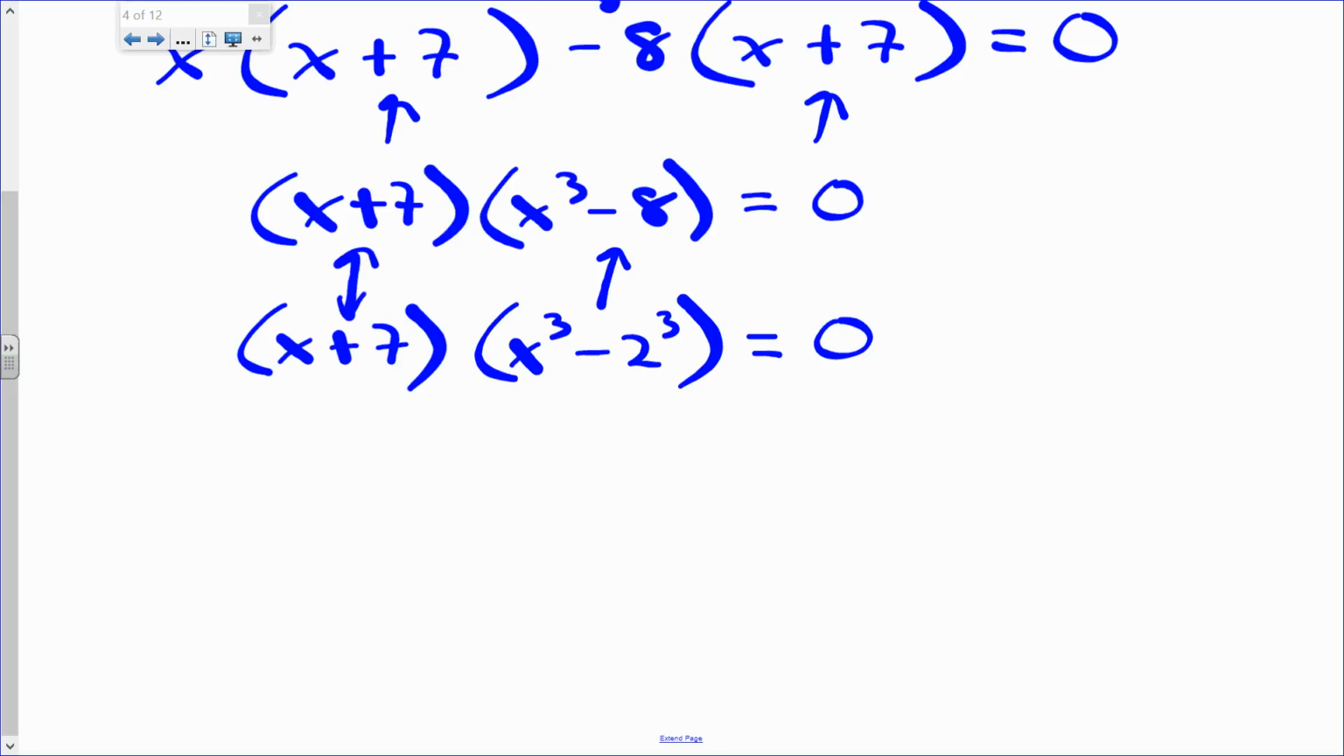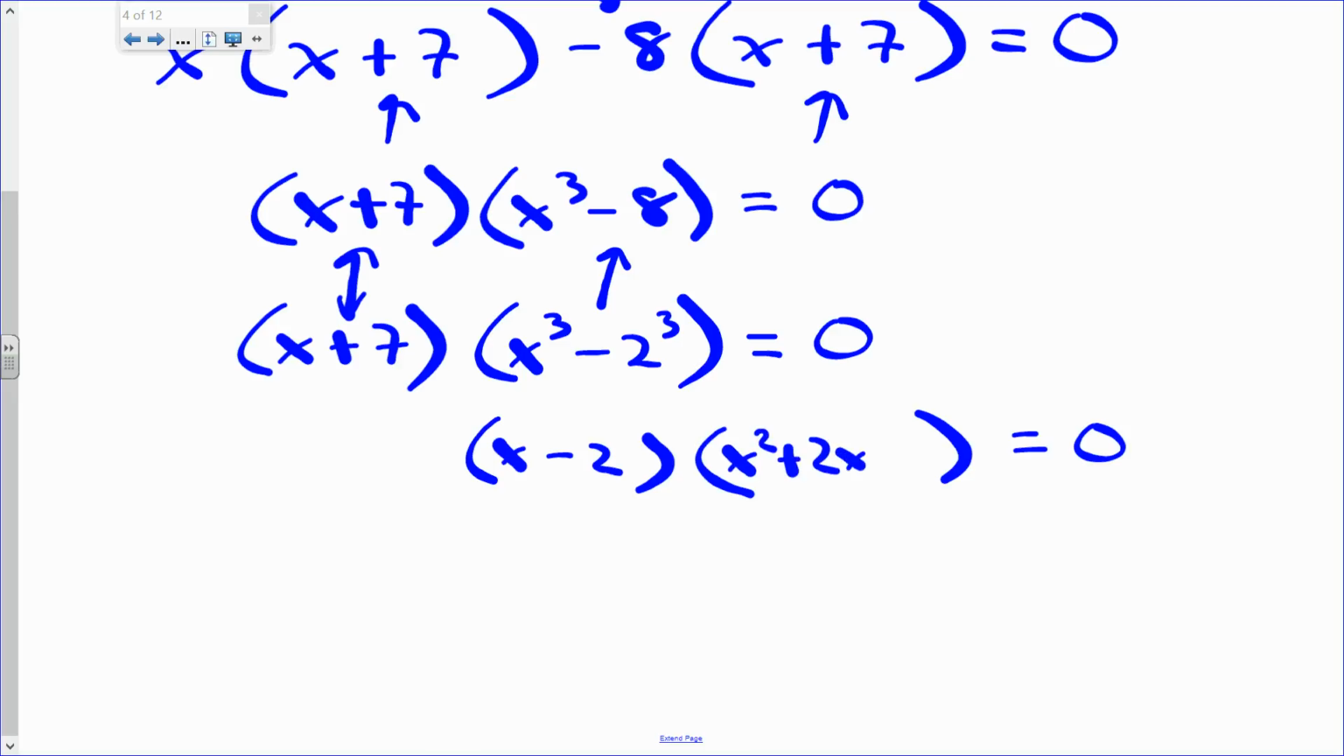Okay. So let me follow the pattern. Recall, a difference of 2 cubes ends up being a trinomial and then a binomial. Okay, so in this case, it's going to be x minus 2, because your x is your a and your b is 2. So x minus 2 times x squared plus 2x, that's ab, plus b squared. In this case, 4. Okay? And now I have the x plus 7 over here. Notice that.